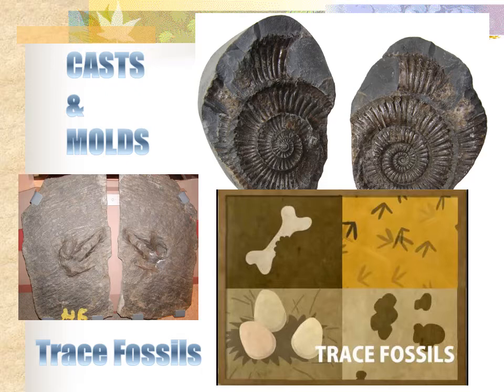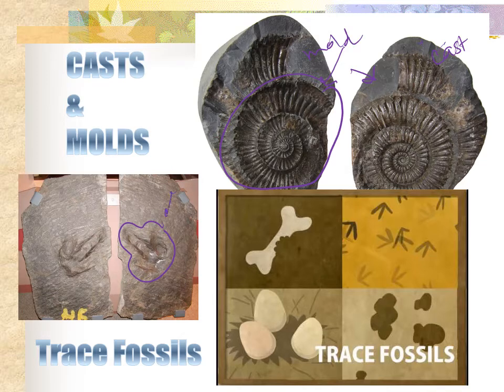Another way you can get fossils is through casts and molds. Casts are basically imprints left by organisms. It could be from a shell, like here, or a footprint. And then the other sediment fills in that impression and becomes a cast. So the cast is what comes out of the mold. So that could be a lot of different things.